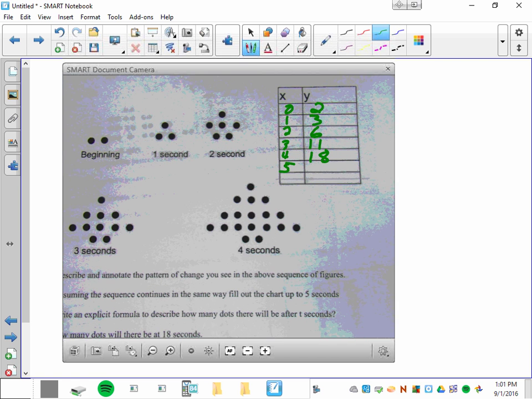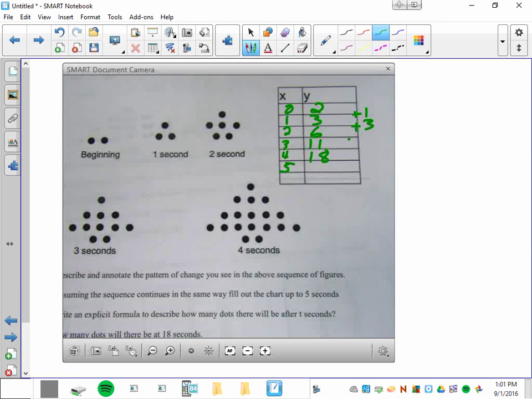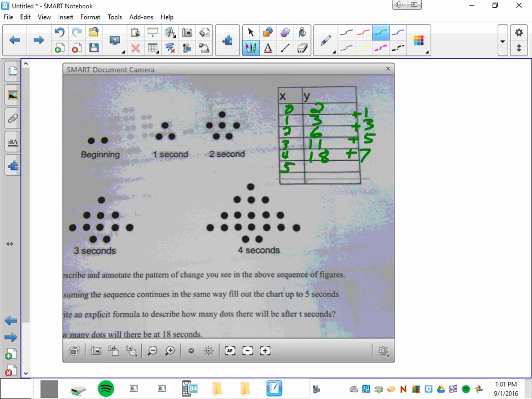So the pattern for the first difference is +1, +3, +5, +7. And the second differences are +2, +2, +2, which means the end of the list of first differences should be +9, which means there should be 27 dots.